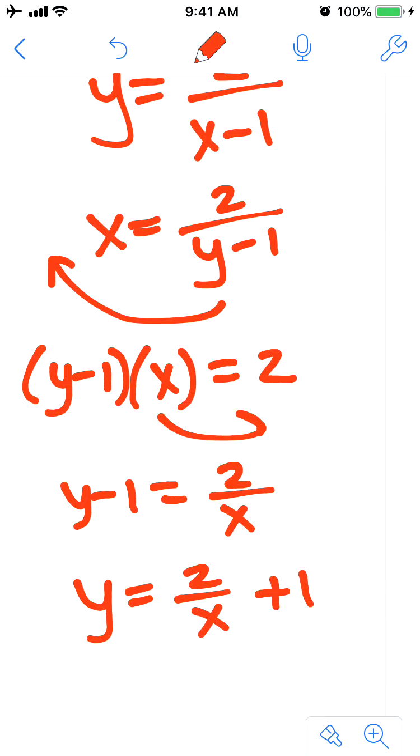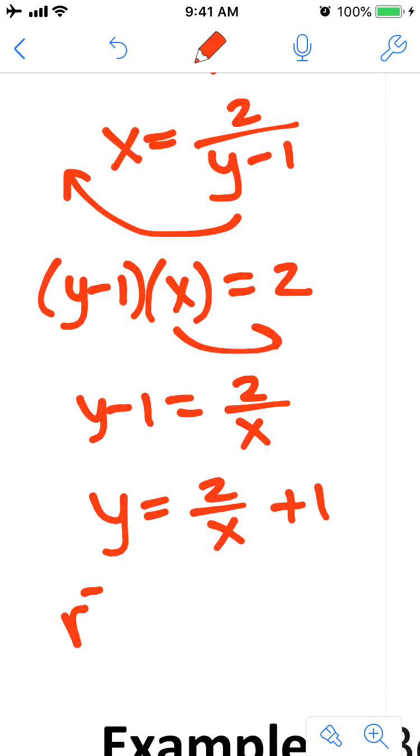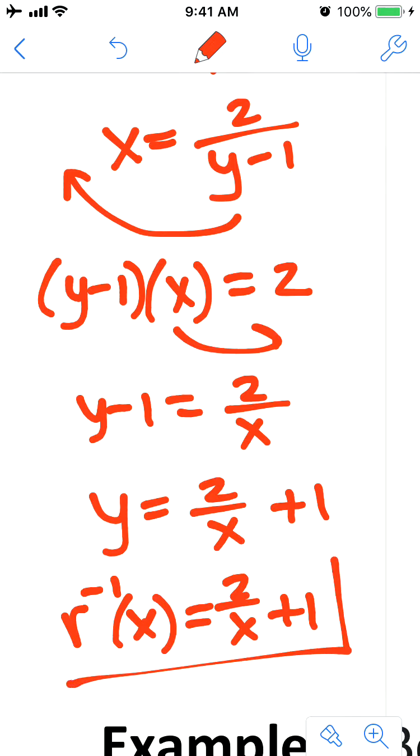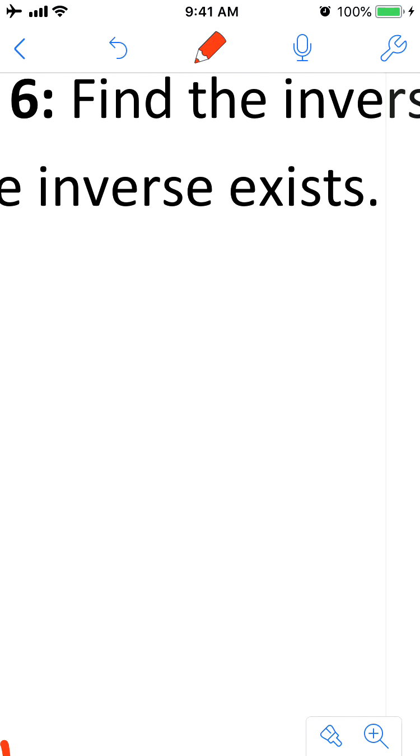And indeed we did get another rational. Right? We got 2 over x, which is a rational. And then we're going to add 1 to it. Okay. So this is R inverse of x equals 2 over x plus 1. Remember, don't forget to use the inverse notation to tell the audience that yes, this is in fact the inverse of this function, or vice versa. Let's consider the domain and range now.